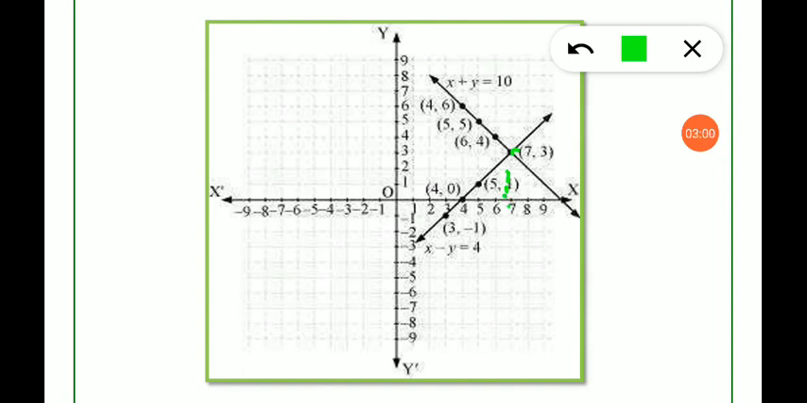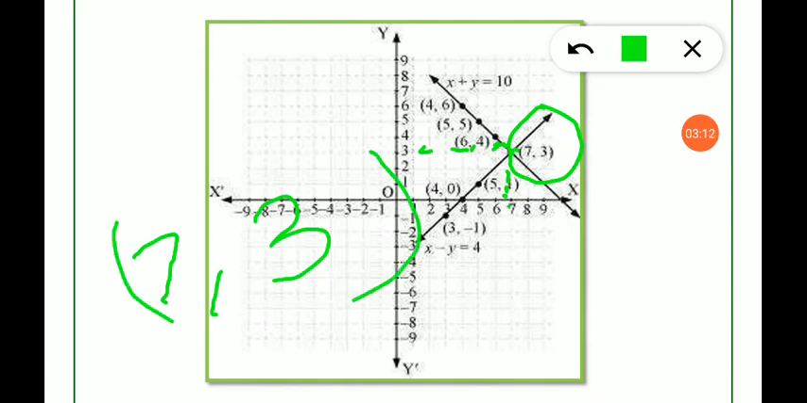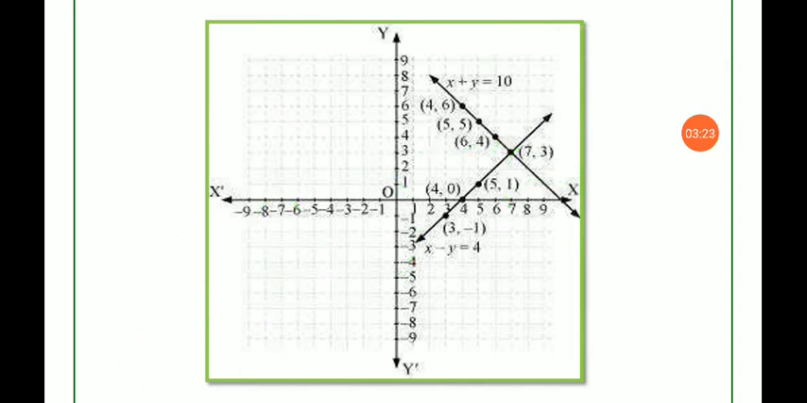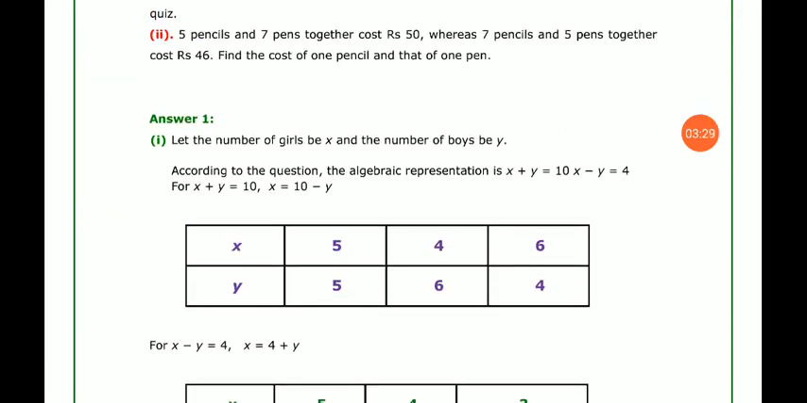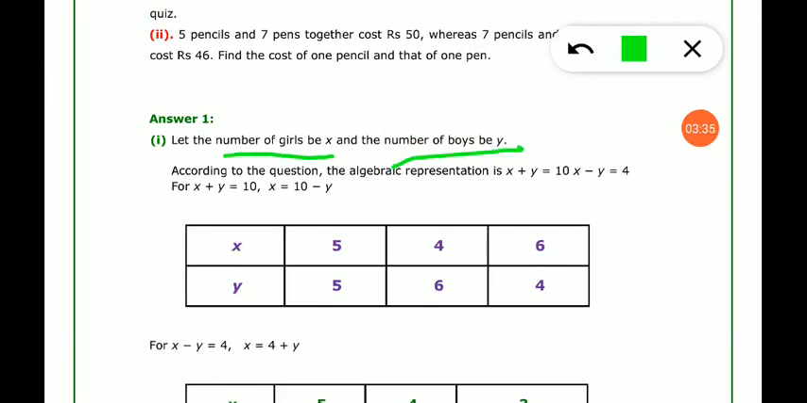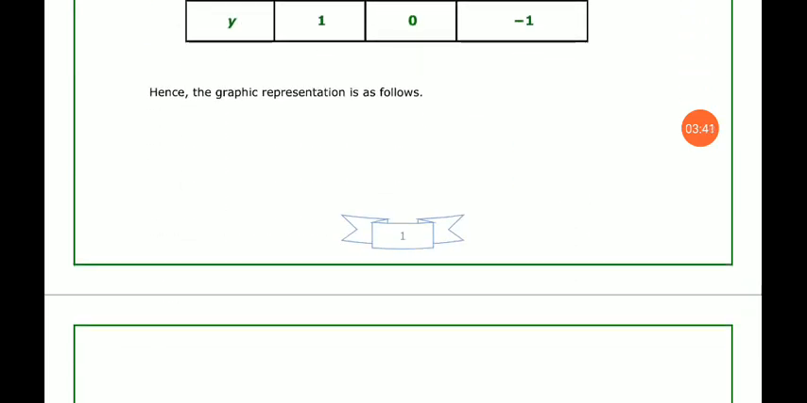This point has 7 as the x coordinate and 3 as the y coordinate. So the solution is 7 comma 3, which means the number of girls is 7 and the number of boys is 3. Got it students? Here in this question, the number of girls is taken as x and the number of boys is taken as y.